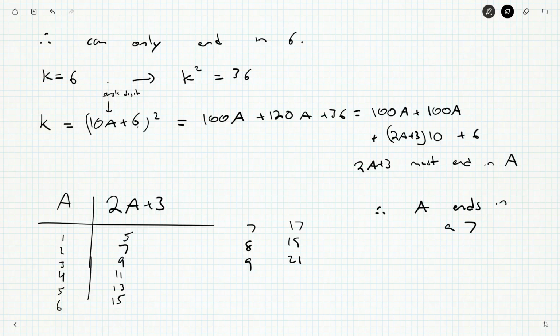So a ends in a 7. That we can say for sure. So 76 should be an Anderson number. If k is equal to 76, I'm liking that the Anderson numbers are clearly building off. So 6 was the only possibility for the single digit. Now we find 7 is the only possibility for the tens digit. And we'll just verify, 76 squared is 5776. So that works. Hurrah. Okay, so there's only one 2-digit Anderson number. Okay, well, let's keep going.